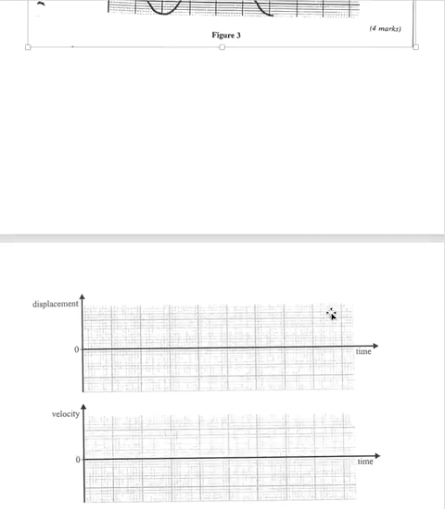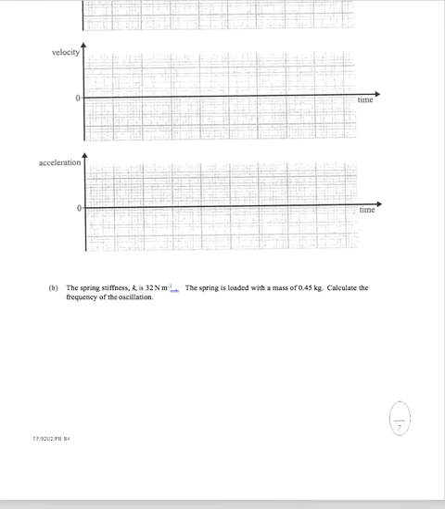Final part of the question then. The spring stiffness is 32 newtons per meter. The spring is loaded with a mass of 0.45 kilograms. Calculate the frequency. Well, the period, as we know, is 2 pi root m over k. So if we stick in our numbers to that, we have 2 pi root 0.45 over 32. And of course, we don't want the period, we want the frequency.